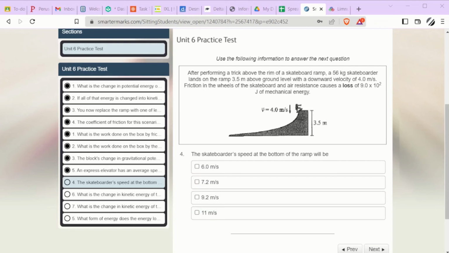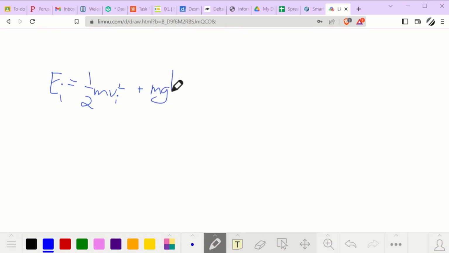Okay, I actually missed that part about the loss of 9.0 times 10 to the 2 joules. So doing it the way I described, we would have hit 9.2 meters per second using pure conservation of energy, or just assuming there's no losses to friction, but there are. So in this case, our initial energy is our initial kinetic plus our potential, and our final is 1/2 mv squared and the 900 joules that we've lost.